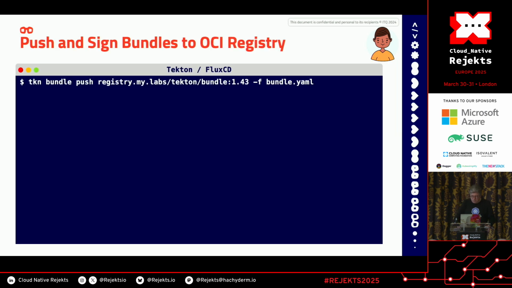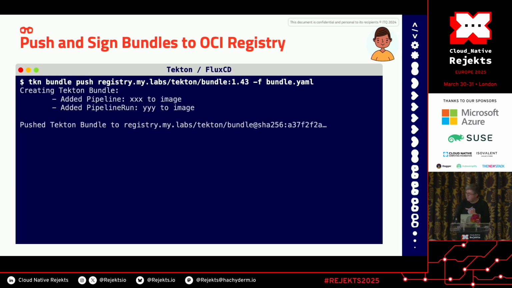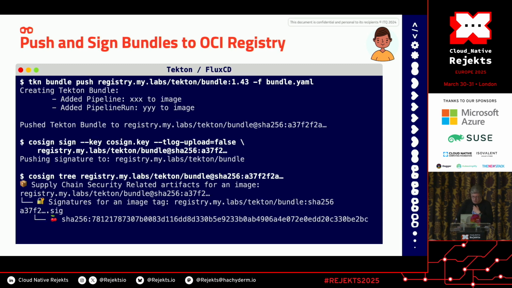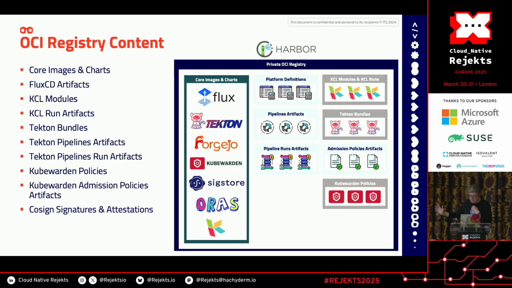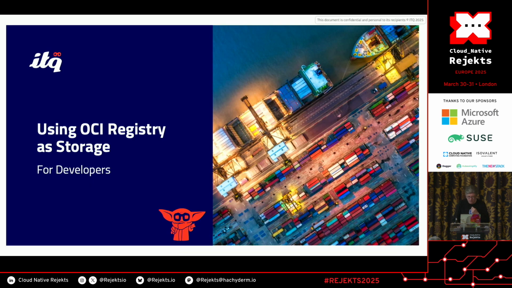Here you use Tekton bundle push to the OCI registry, the bundle. You already saw this command line just before, and then sign it as usual. So as a result, you have multiple contents in the OCI registry that are not only images. Now, from the developer's point of view, you can use this platform and use the OCI registry there.